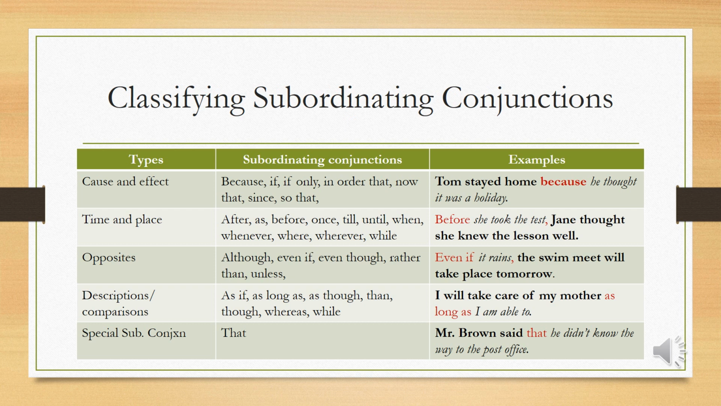Because there are so many of them, it is useful to classify them a little bit into a few categories. So some of them introduce a cause or an effect. All right, for example, you say because. Tom stayed home because he thought it was a holiday. So because introduces the reason why Tom stayed home. But you could also use it for an effect, for example, all right?